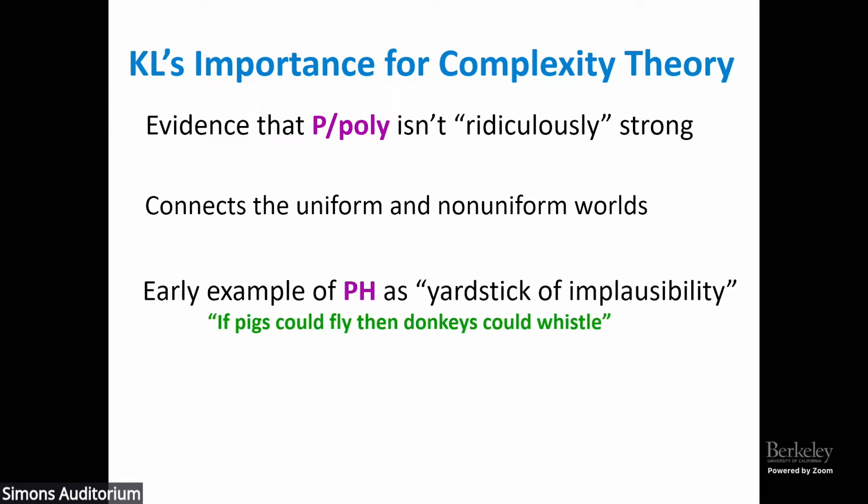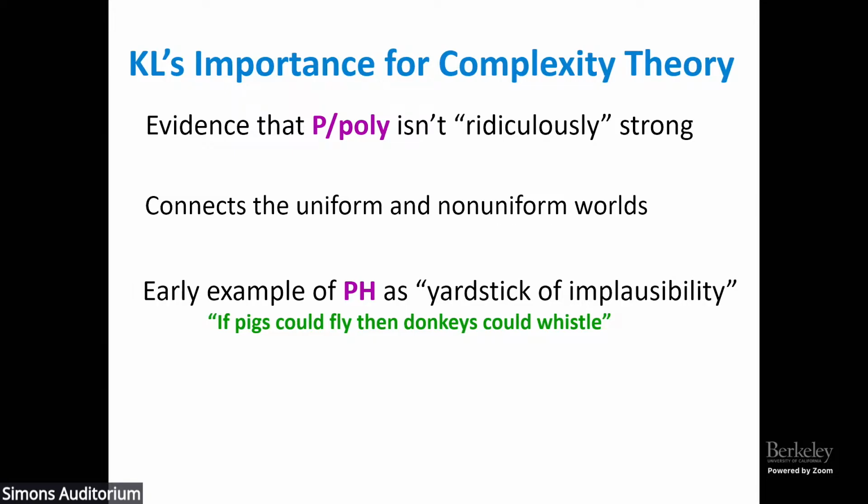Karp-Lipton was also one of the first examples of the use of the polynomial hierarchy as a sort of yardstick of implausibility in complexity theory, where you say, if such and such is true, then the polynomial hierarchy collapses to the second level, the third level. I think the highest I've seen is the fourth level. I'm still awaiting the result where someone collapses it to the 17th level or whatever. Some people make fun of complexity theory by saying it has a huge number of results of the form, if pigs could fly, then donkeys could whistle. But they're thinking of things like Karp-Lipton, right?